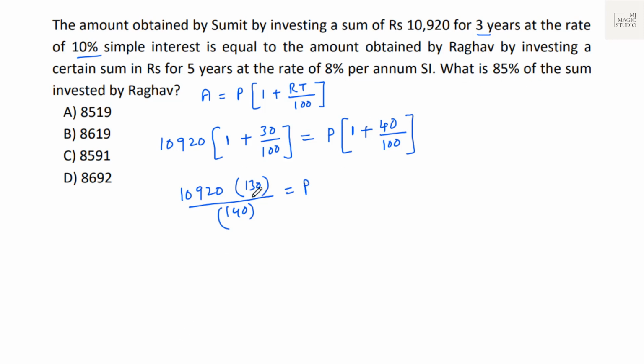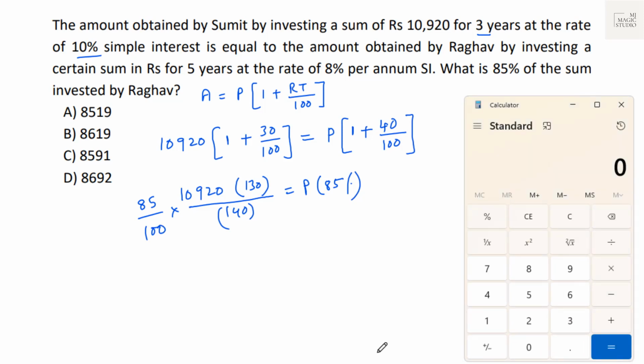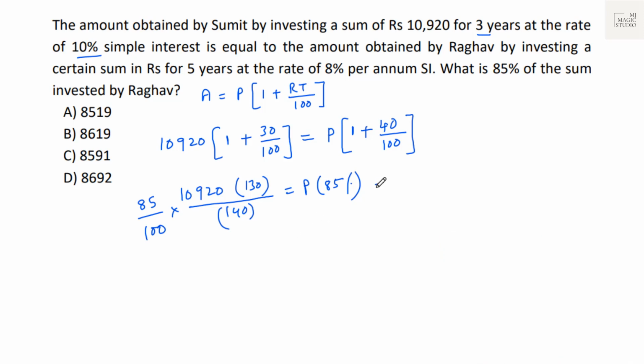What is 85% of this sum? So 85% of this sum is simply multiply this by 85 by 100, and you may use the on-screen calculator. So 10,920 into 13 divided by 14 into 0.85 is 8619. This is 8619. Option B is the pick.